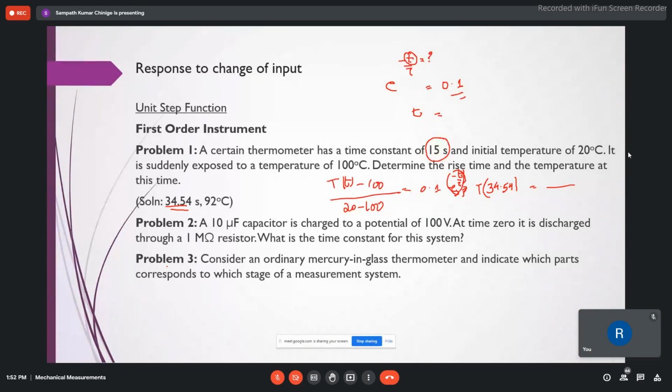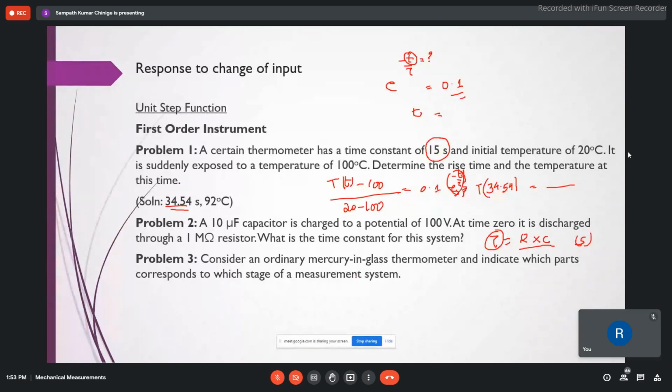So for a capacitor and resistor system, what is the formula for the time constant? The time constant formula is tau equals resistance into capacitance. Electrical resistance into electrical capacitance. Take this, and then you should get tau in terms of seconds. So based on that, you try to find out what the units are.